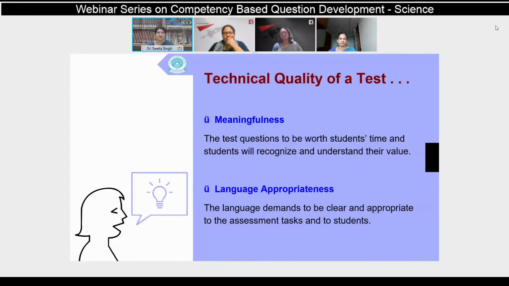The next thing is meaningful. When a student goes into the examination hall to appear in a question paper and comes back, he or she should think that it was worth my time and energy. They should recognize the value of this assessment. Besides that, language should be appropriate, whether in terms of instructions or the question itself. It should be very clear, lucid, with very clear directions, and no excessive reading load in the question paper.